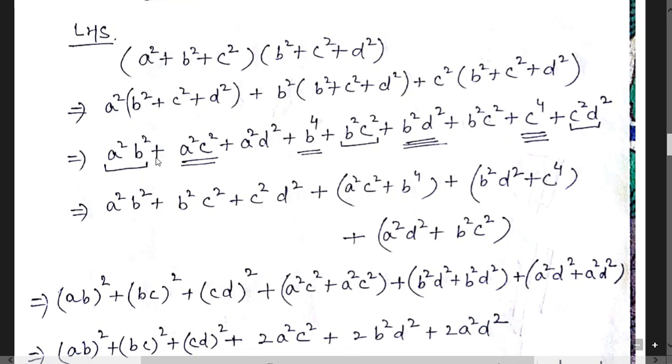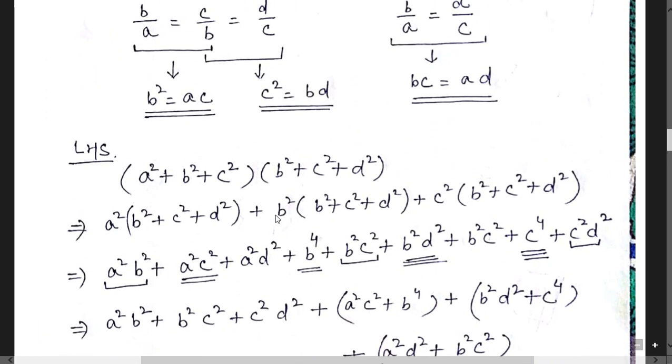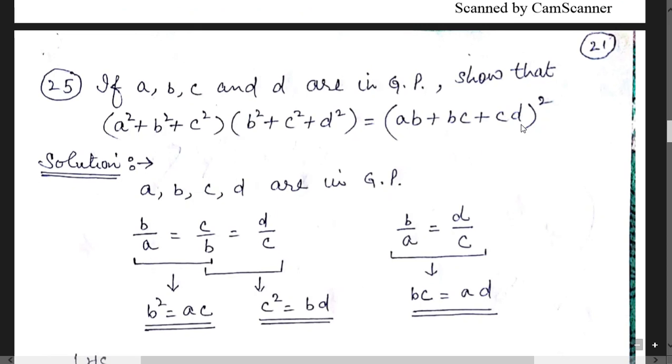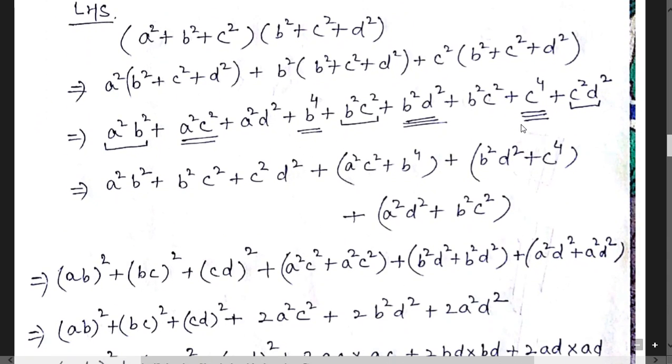Now these terms a square b square, b square c square and c square d square, collect these terms in first step. Now why do I collect these terms? Because on the right hand side square is there. First term square, second term and third term. Basically I collect these three values in first step.